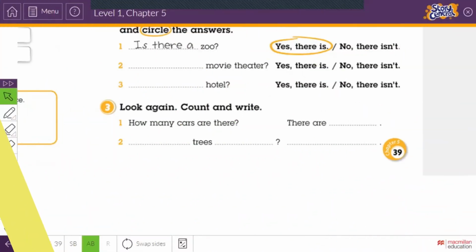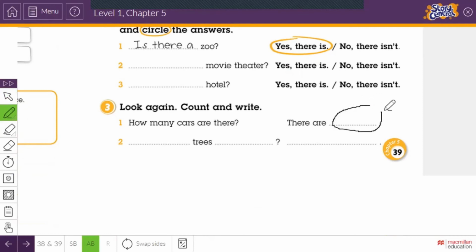Now, the last activity. Look again, count and write. Number 1, as I said before, if you want to ask the total or the number of the things, you can say how many cars are there? There are blah blah blah. Okay, count the total of the cars in the picture above. Hitunglah jumlah mobil yang ada di gambar di atas. Okay, please write in word. Tulislah dalam kata, bukan dalam angka, ya.